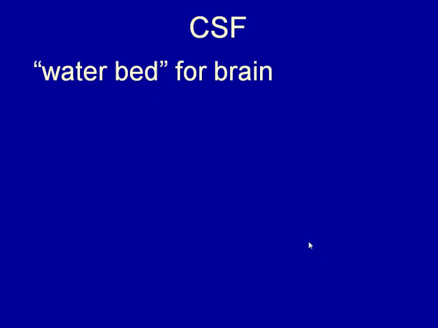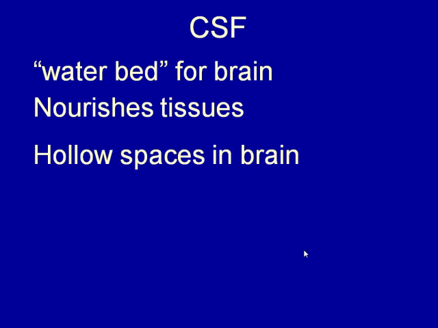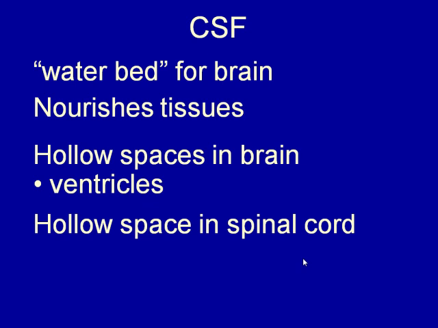Now, the cerebrospinal fluid acts as a waterbed for the brain, so it protects it from mechanical damage, but it also provides a very consistent chemical soup for the brain to float in. Then that helps nourish some of the tissues and maintain chemical stability for the brain. There are hollow spaces in the brain that are called ventricles. And there's also a hollow space in the spinal cord called the central canal.